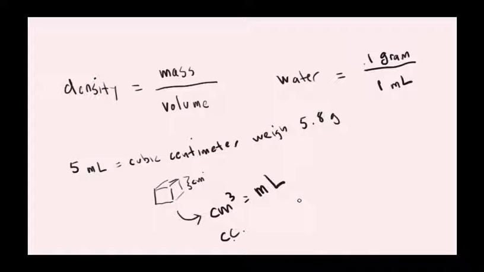Well, I hope you said it's going to sink, because 5.8 grams divided by 5 mLs is going to be a number that's greater than 1. And so it's going to sink. And yeah, there are some woods that have densities that are greater than water. There's some woods that sink. Teak sinks, ironwood sinks, and that's because they have densities that are greater than that of water.